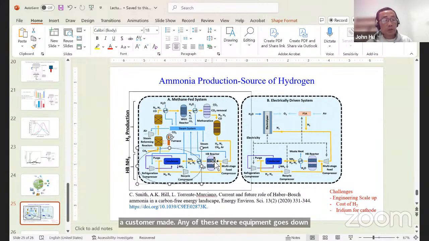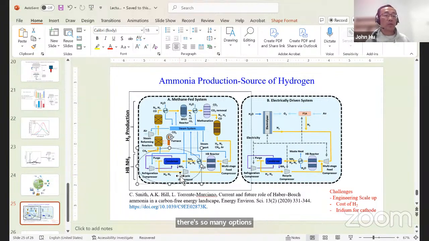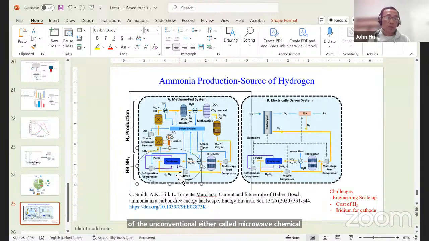But now we are not running Haber-Bosch, it's simple low pressure. There are so many options here. So that's the flexibility of the unconventional, called microwave chemical looping or thermochemical looping or microwave plasma chemical looping. Because the low pressure gives you many options.